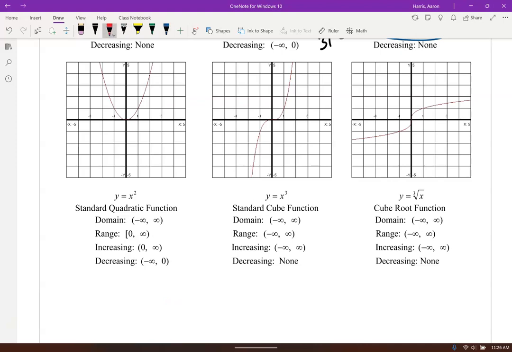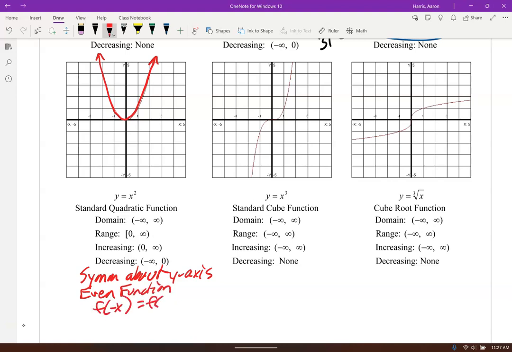I'll make a note on this as well. This y equals x squared is symmetric about the y-axis, which means it's an even function. In other words, f of -x equals f of x, right? So don't forget that about y equals x squared.